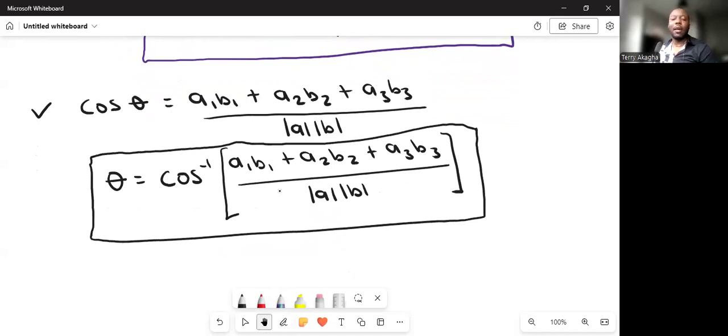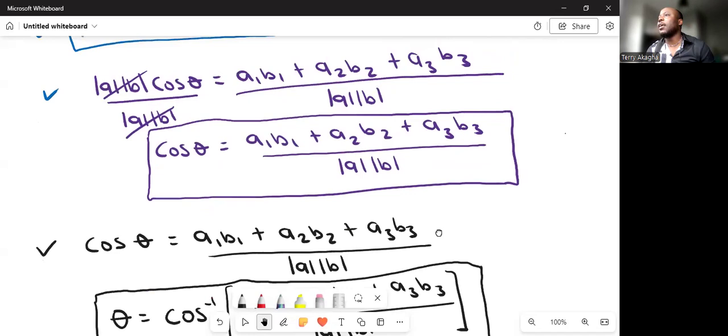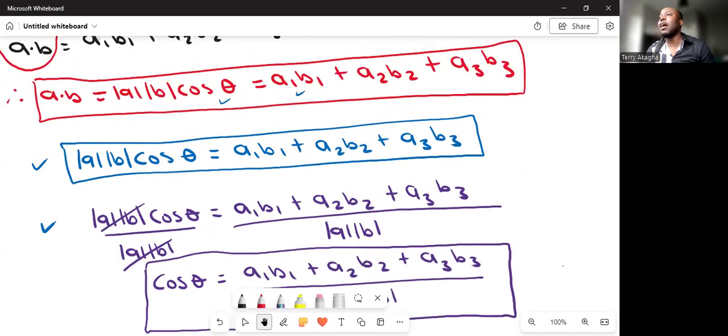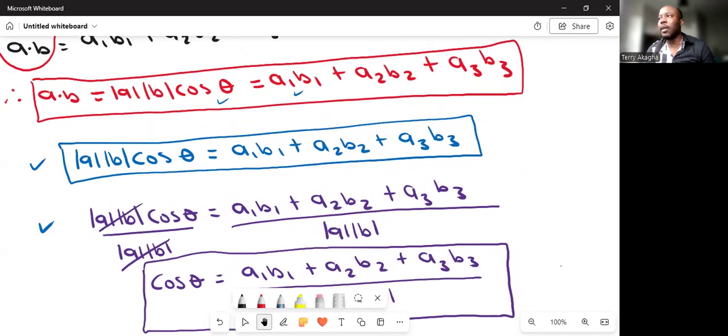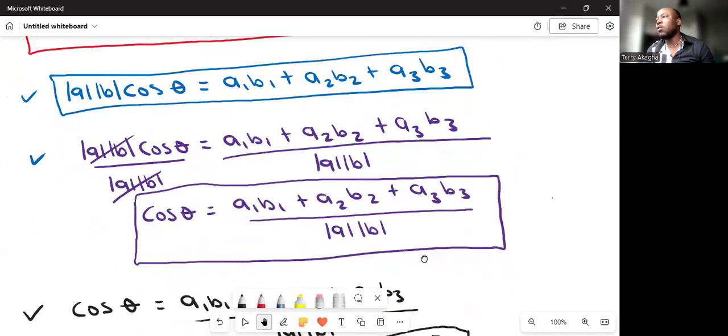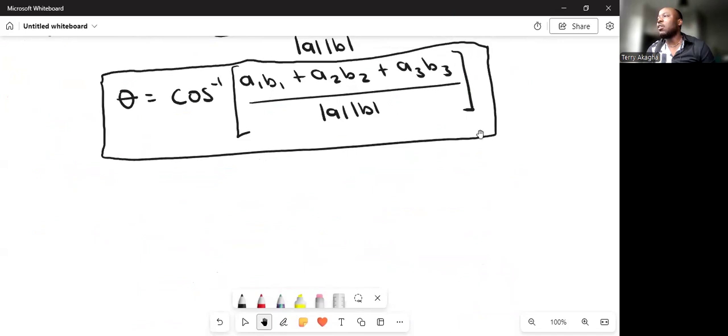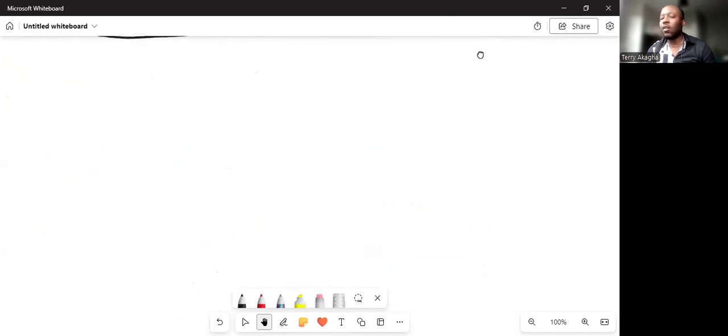So you can be asked to find the theta. You can be asked as well to find the cos theta, or you can have to equate both: the magnitude of A, magnitude of B cos theta equals A1 B1 plus A2 B2. Now, there is something I need to say before we start solving questions.